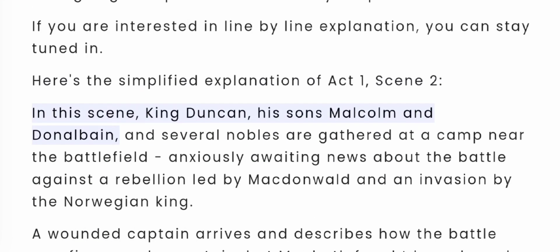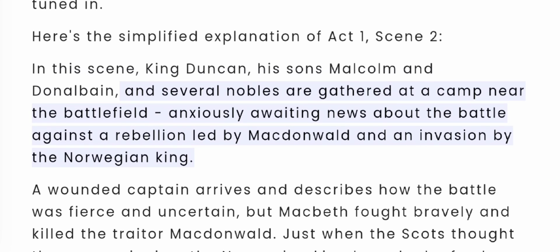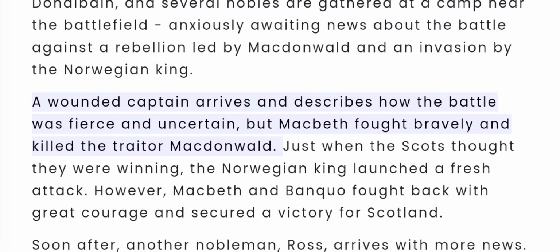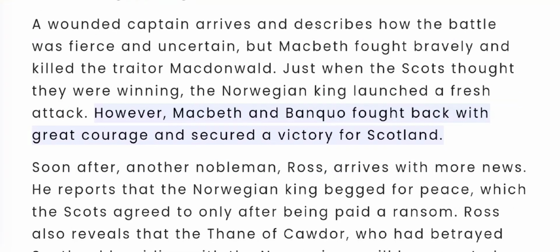In this scene, King Duncan, his sons Malcolm and Donalbain, and several nobles are gathered at a camp near the battlefield, anxiously awaiting news about the battle against a rebellion led by Macdonald and an invasion by the Norwegian king. A wounded captain arrives and describes how the battle was fierce and uncertain, but Macbeth fought bravely and killed the traitor Macdonald. Just when the Scots thought they were winning, the Norwegian king launched a fresh attack. However, Macbeth and Banquo fought back with great courage and secured a victory for Scotland.